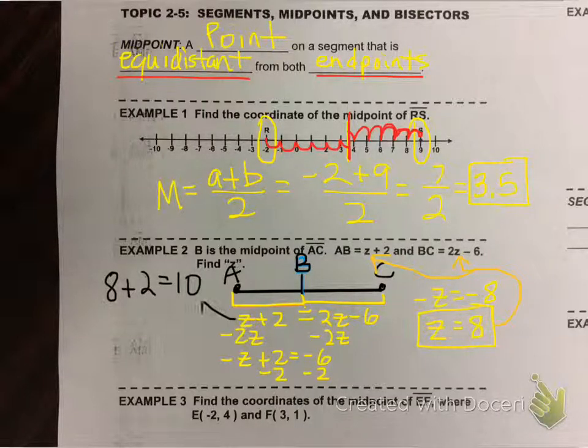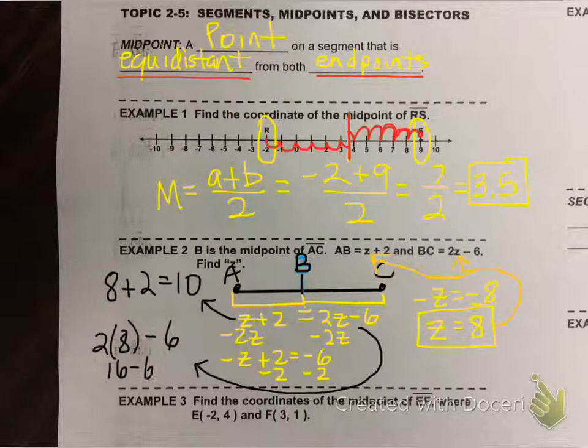We take our equation there for line segment AB. And then if we take line segment BC here, 2z minus 6, that means 2 times 8 minus 6, which is 16 minus 6, which also is 10. So I had 10 on both of those, so it worked. If I didn't have 10 on both of those, then that would mean that B was not actually the midpoint, or it would mean that my answer I got for z was incorrect.